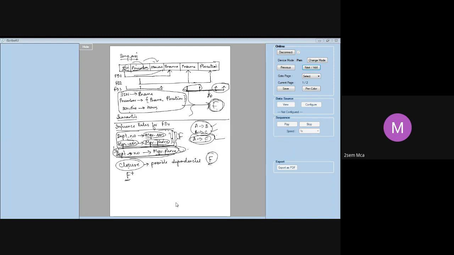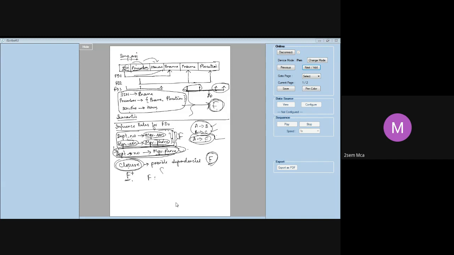So those which I can infer plus this F, together I call it the closure. The set of all the dependencies that include F as well as all the dependencies that can be inferred from F, together I call it the closure. Closure is represented as F plus. Right? Let me take an example. One more example I will show you.